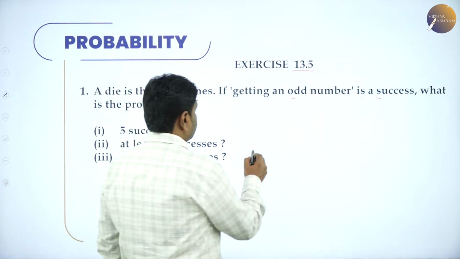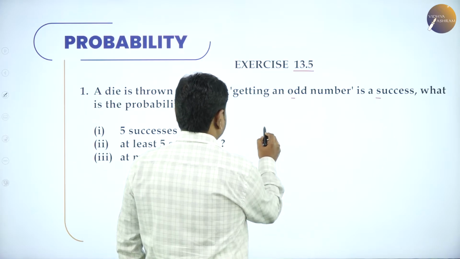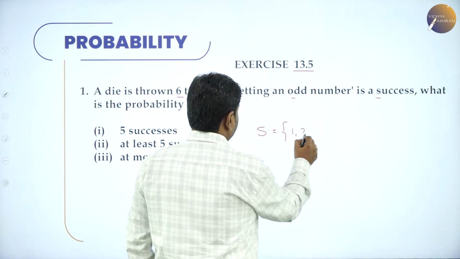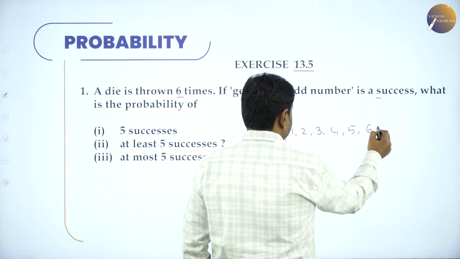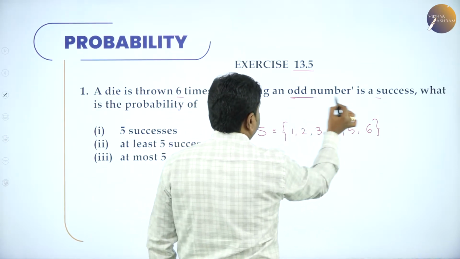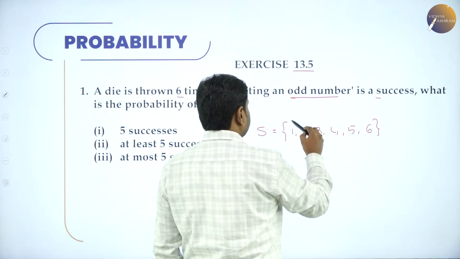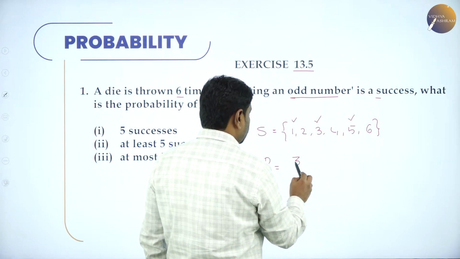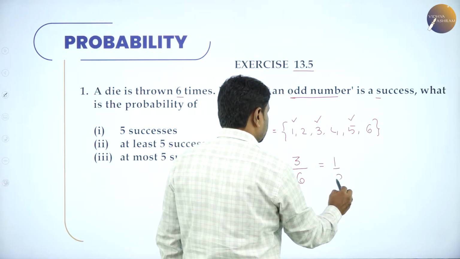So now first, for this experiment, the sample space is, when you roll a die, you will get 1, 2, 3, 4, 5, 6. P stands for probability of success. Here success is getting an odd number. See how many odd numbers are there? So we have 3 odd numbers, 1, 3, 5. 3 favorable out of total 6, 3 by 6. 3 by 6 when you divide, it will be 1 by 2.